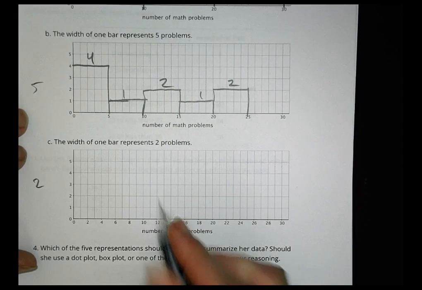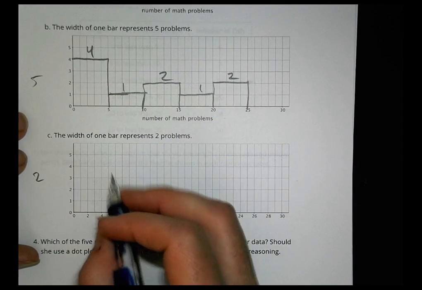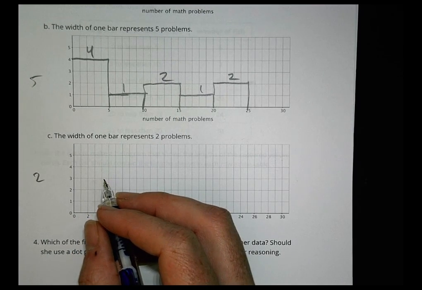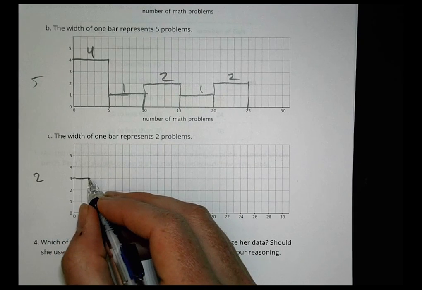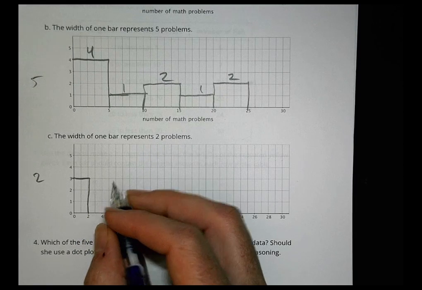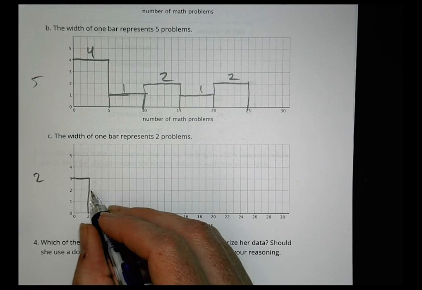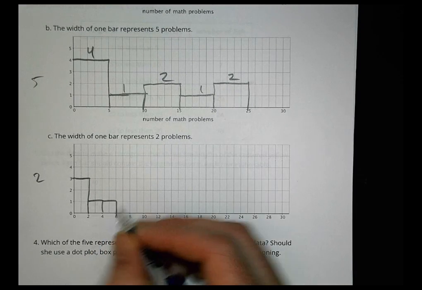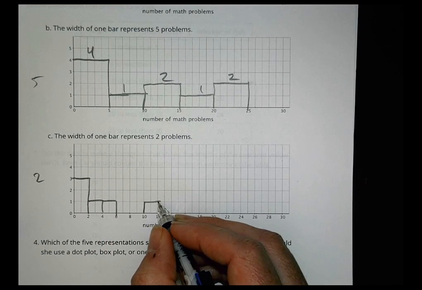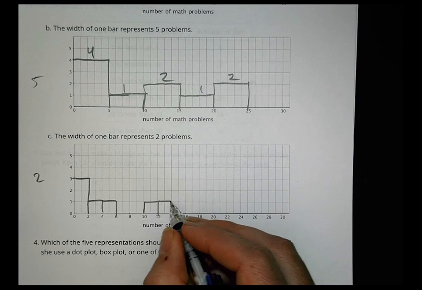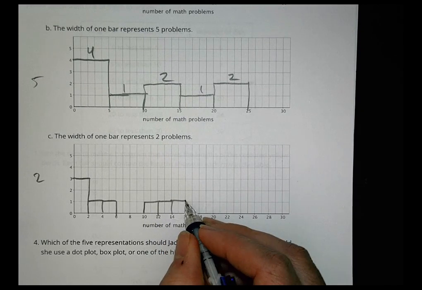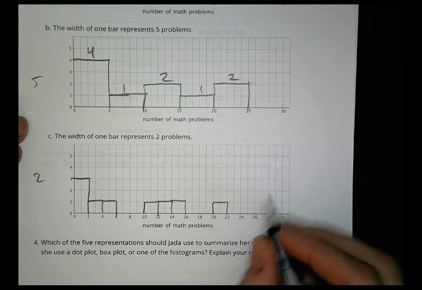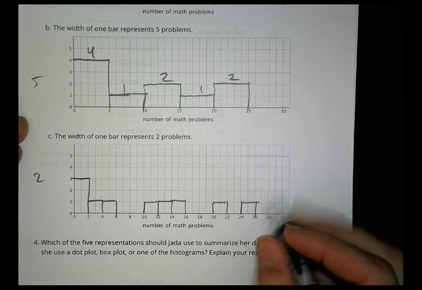Now if we make it represent 2 apiece, all right, how many between 0 and 1? Between 0 and 1, we had a total of 3. Between 2 and 3, we had 1. Between 4 and 5, we had 1. Then we had to go to 10 to 11 to get one more, and then 12 to 14, one more, and then 14 to 15, one more. Then we had one 20 to 21, and we had one 24 to 25.